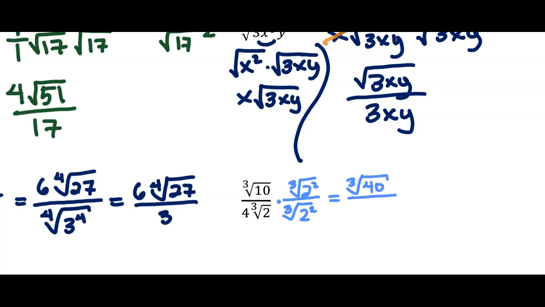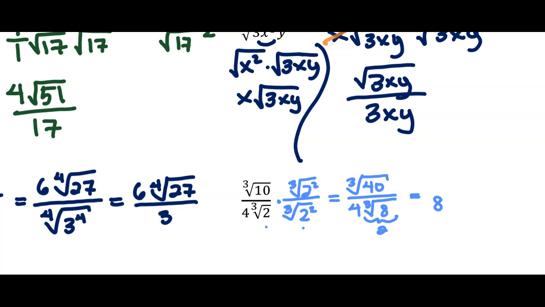And then on the bottom, I get 4 times the cube root of 2 cubed. So I have a 4 times 2 is 8. You can even write that out if you want. That's not such a big number. And the cube root of 8 is 2. So I have 4 times 2 on the bottom, which is 8. On the top, I have the cube root of 40.